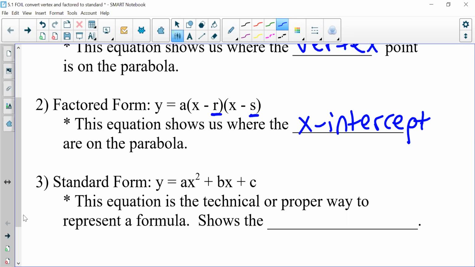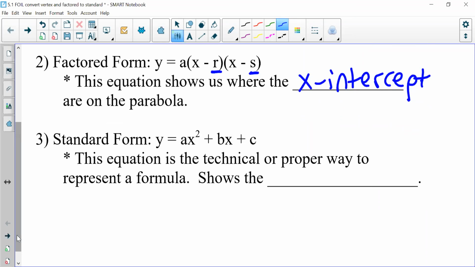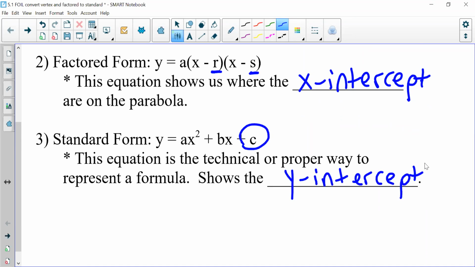And then in standard form, again, A is open up or down, stretched or compressed. But what does the C tell us? Y-intercept. Yes, good. So all of a sudden, you can actually tell 4 points from this parabola: the vertex, the y-intercept, and then usually 2 x-intercept points. So we can tell quite a bit from these forms.